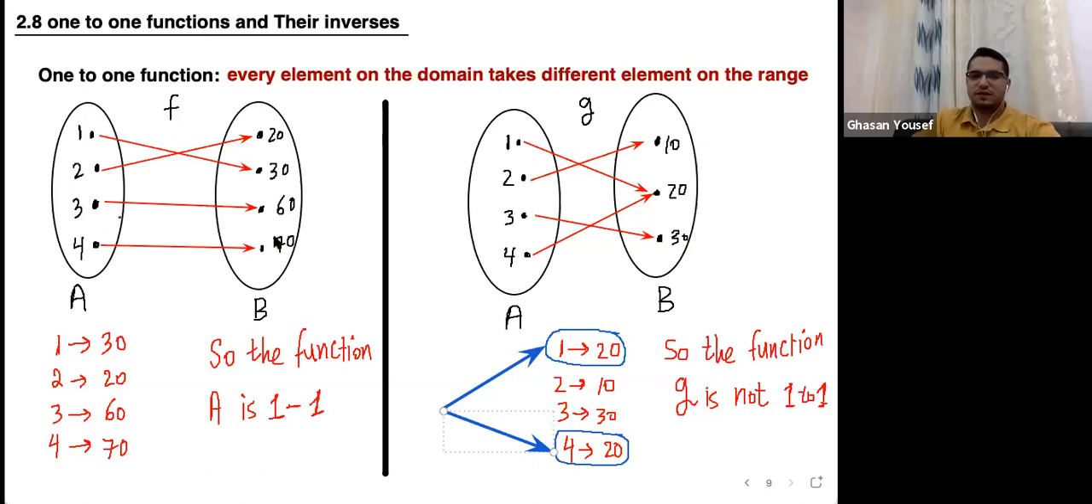Any question? So it's clear now how I can define the one-to-one function. So this is the general idea. What does one-to-one mean?